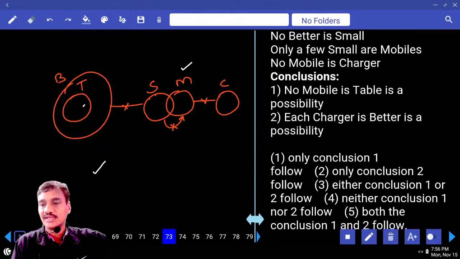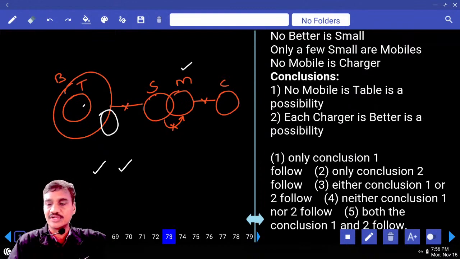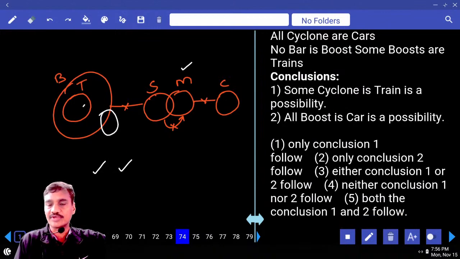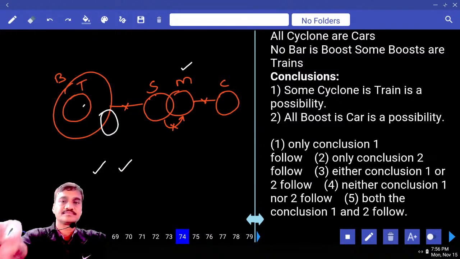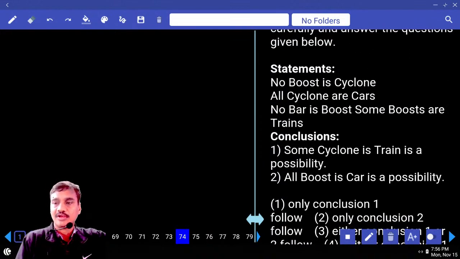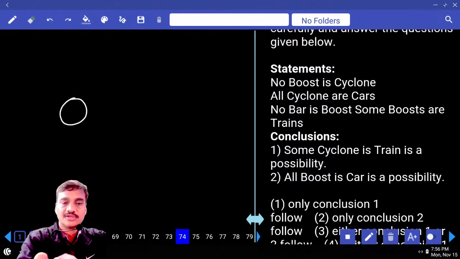Then next one, each charger is better is a possibility. Each charger, chargers manaki better kalpocha leda? Yes, it is possible. Hence what is your answer? Both the conclusions are true, and both 1 and 2, that is choice 5, question number 73. Then coming to this 74, all cyclones are cars. Now these are the cyclones which are cars.